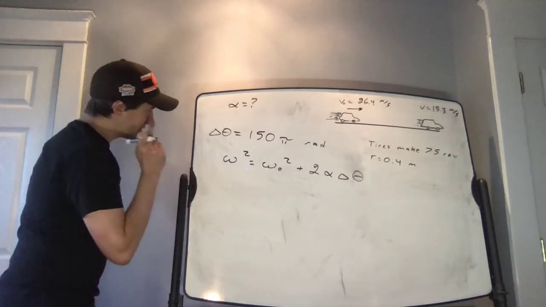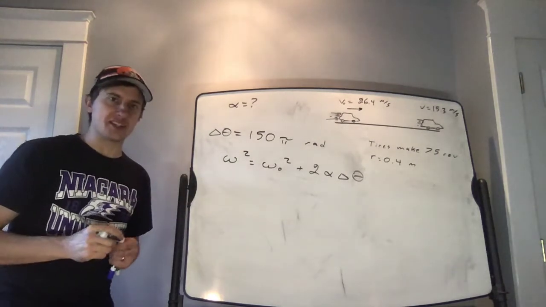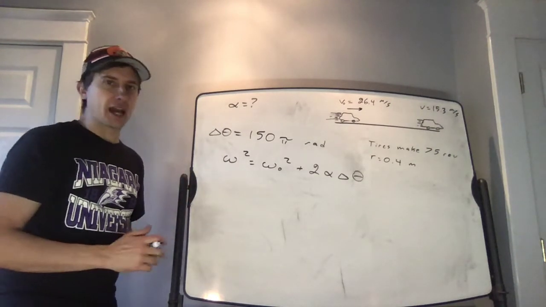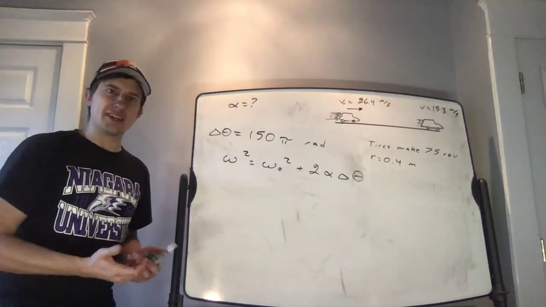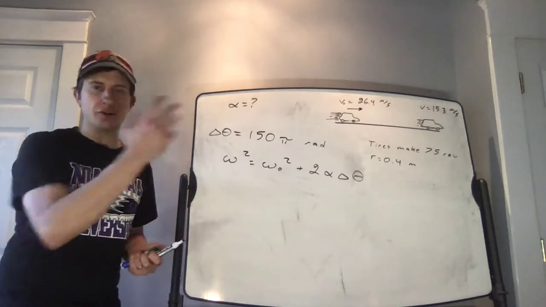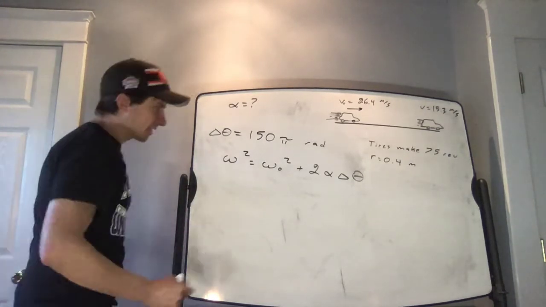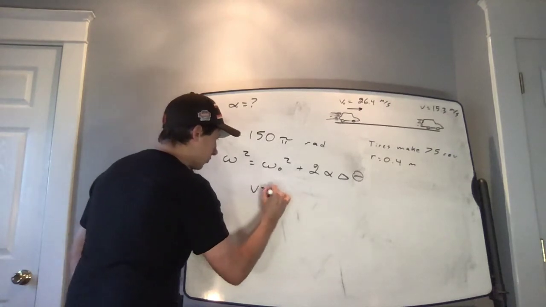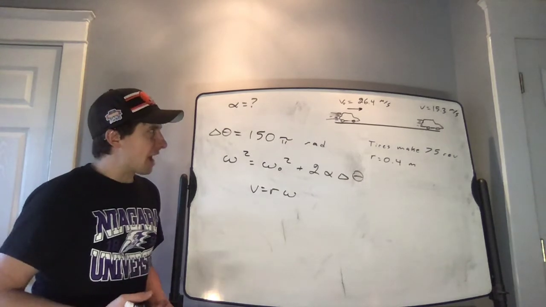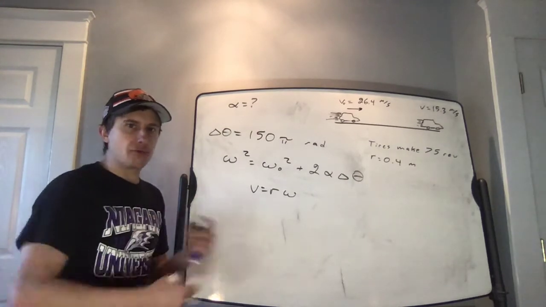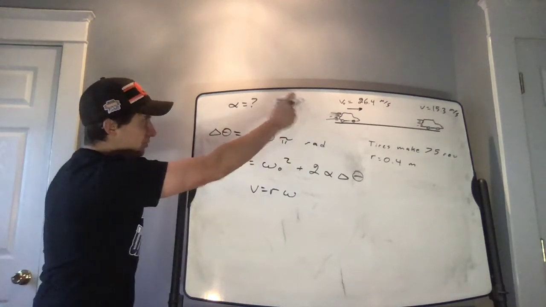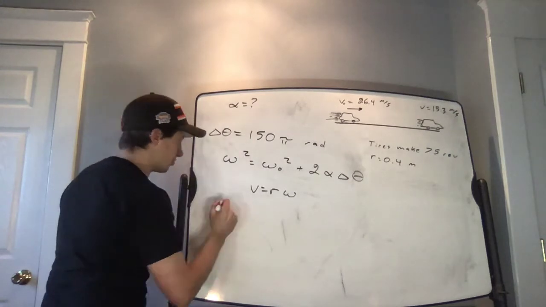Well, we don't know the initial and final angular velocity of the tires yet, but we know the initial and final velocity of the car. And we can connect the initial and final angular velocity of the tires to the initial and final velocity of the car. And the way we could connect that is through V equals R omega. If I want, I could say the tires are initially spinning around, and a point on the edge of the tires is going to initially be spinning at a speed of 26.4 meters per second.